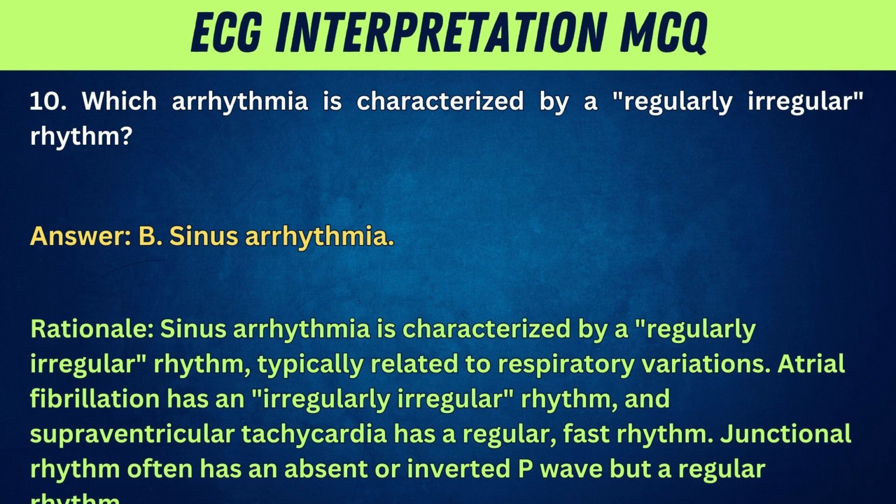Answer: B. Sinus arrhythmia. Rationale: sinus arrhythmia is characterized by a regularly irregular rhythm, typically related to respiratory variations. Atrial fibrillation has an irregularly irregular rhythm, and supraventricular tachycardia has a regular, fast rhythm. Junctional rhythm often has an absent or inverted P wave, but a regular rhythm.